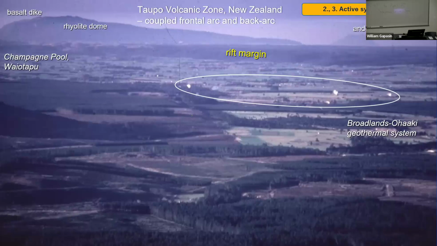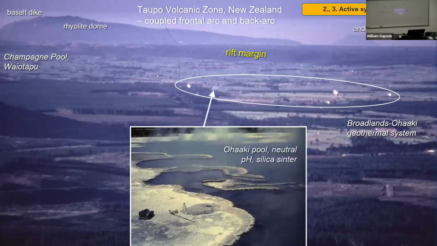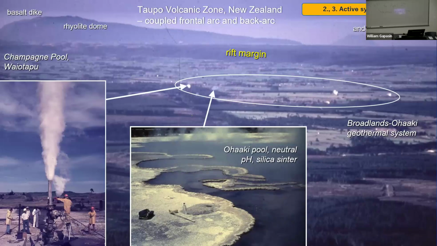Back to the Canyon Zone, Champagne Pool, Whakatāne located here. This is the Broadlands Ohaaki system with the Ohaaki Pool, and through here, weakly boiling Ohaaki Pool, beautiful silica sinter. These are production wells discharging, actually cleaning them out at that time. Some pilot tests. Of course, we don't open them up. Well, right now, they're generating power. All that high pressure vapor goes through to the power station.